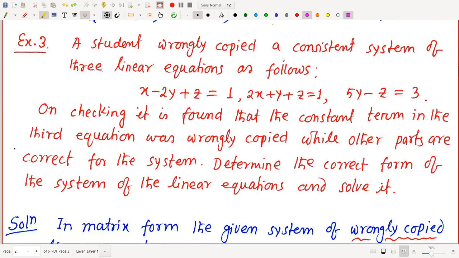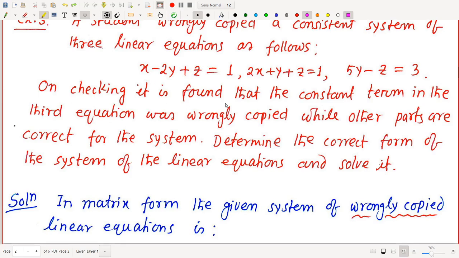A student wrongly copied a consistent system of 3 linear equations as follows. These are the equations given. On checking, it is found that the constant term in the third equation, this 3, was wrongly copied, while other parts are correct, meaning all other entries are correct. Only this 3 is wrong. Determine the correct form of the system of linear equations and solve it.